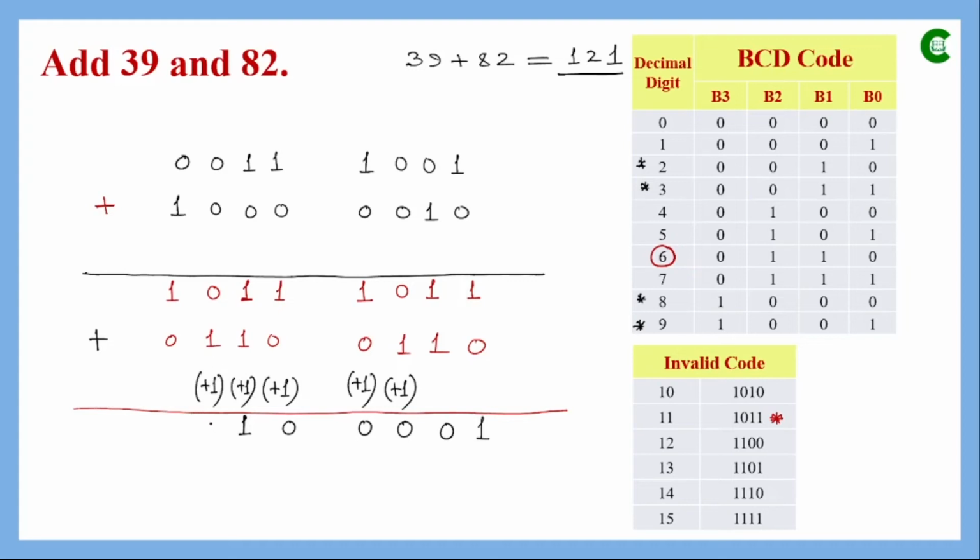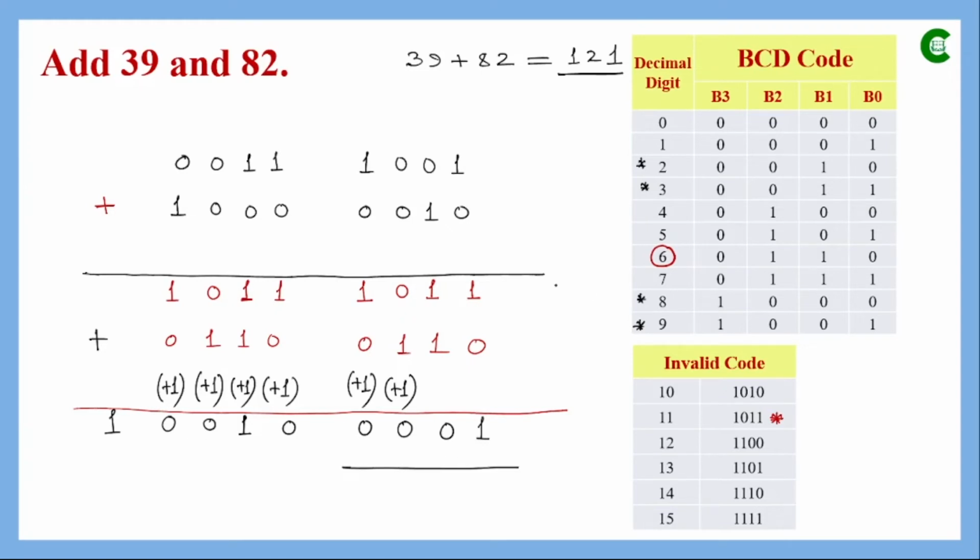Then 1 plus 1 is 10, so here we will have 0, and then 1 will carry here. 1 plus 1 will be 10, so 0 here and 1 here. Now we have to see whether these results are within the valid range or not. 0001 is definitely valid, and its decimal equivalent is 1, so this is valid.